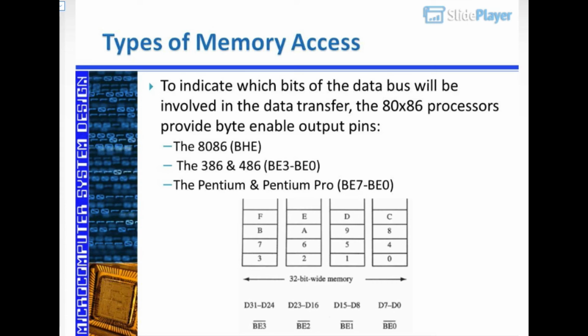Types of memory access. To indicate which bits of the data bus will be involved in the data transfer, the 80x86 processors provide byte-enable output pins. The 8086, BHE. The 386 and 486, BE3 to BE0. The Pentium and Pentium Pro, BE7 to BE0.